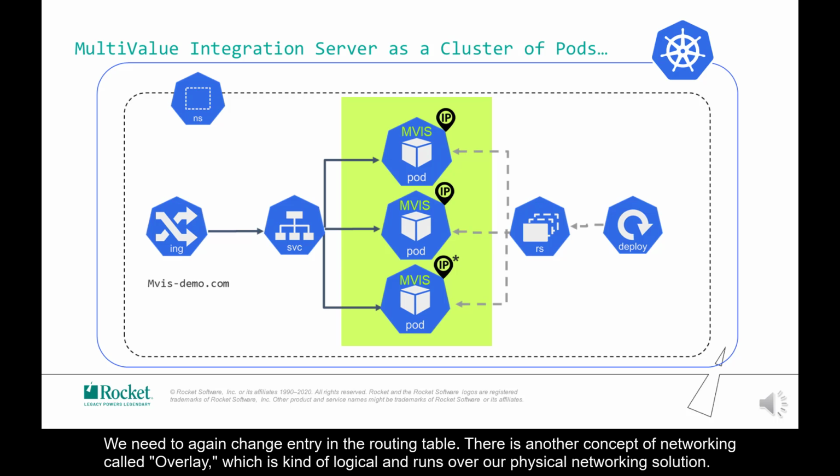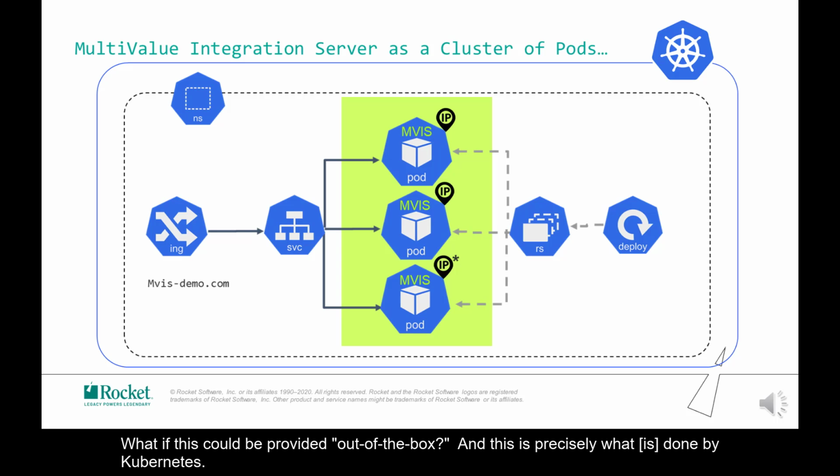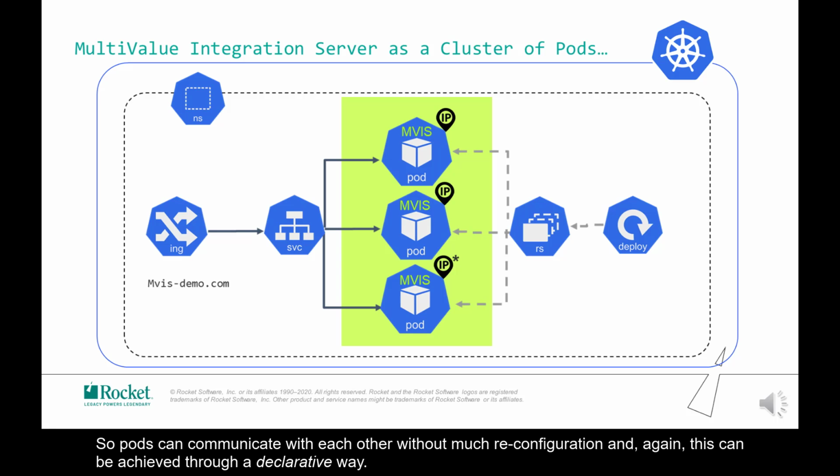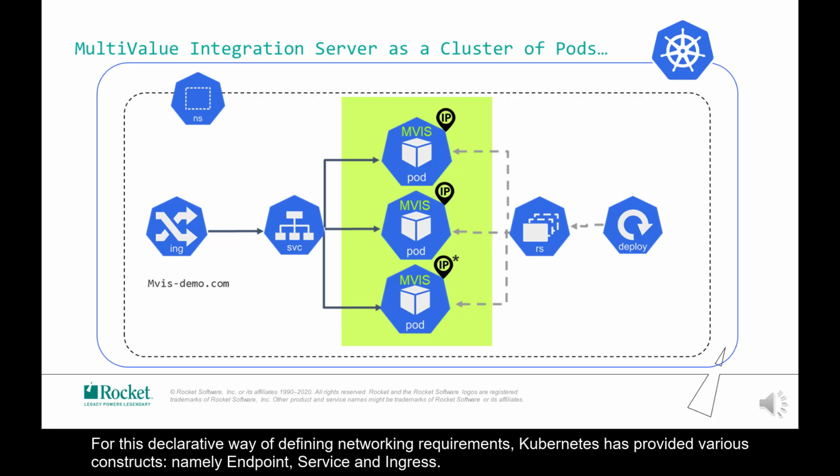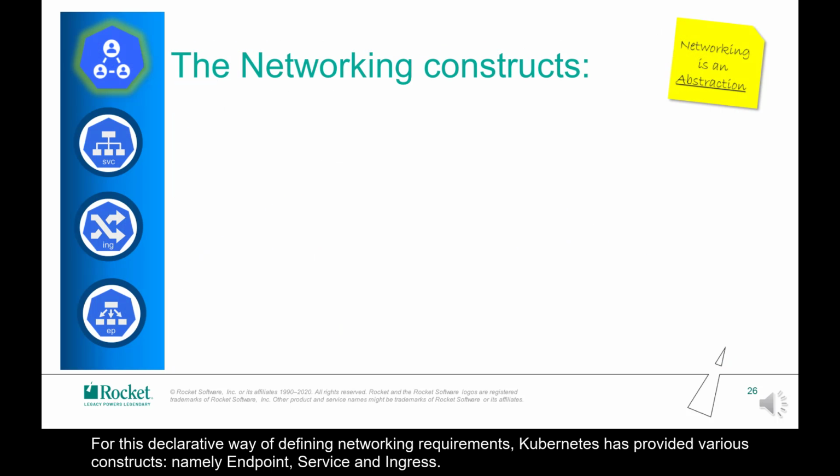There is another concept of networking called overlay, which is kind of logical and runs over our physical networking solution. What if this could be provided out of the box? And this is precisely what is done by Kubernetes. So pods can communicate with each other without much reconfiguration, and again, this can be achieved in a declarative way. For this declarative way of defining networking requirements, Kubernetes has provided various constructs, namely endpoints, services, and ingress.